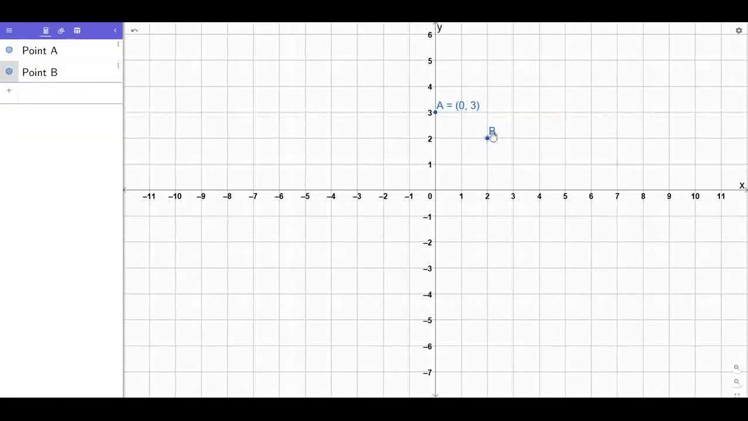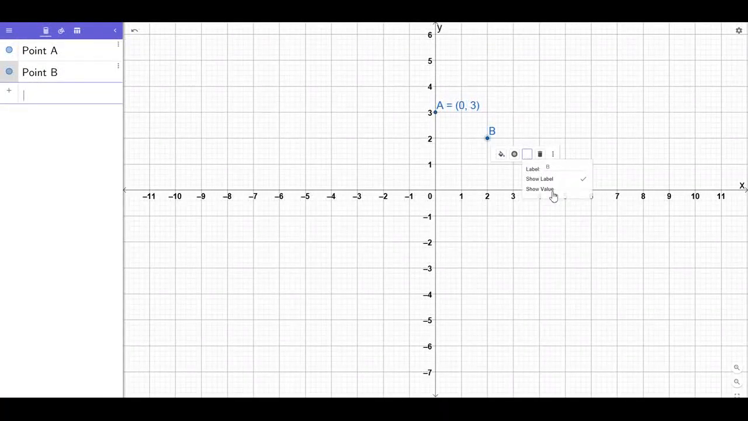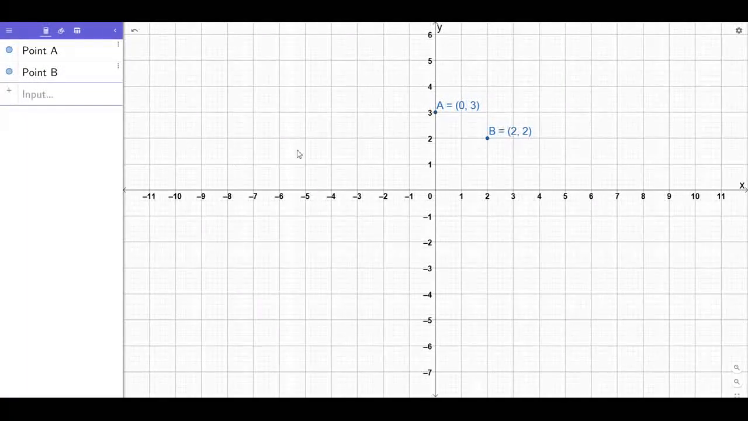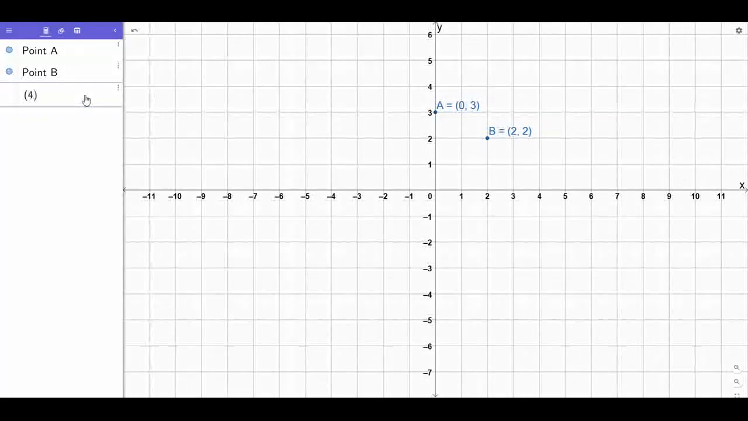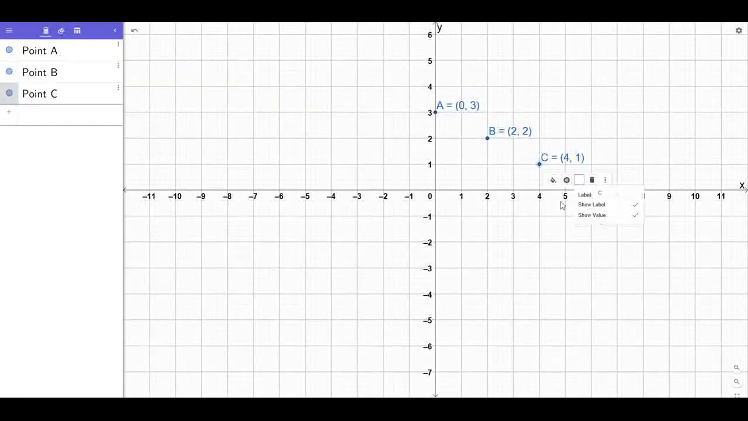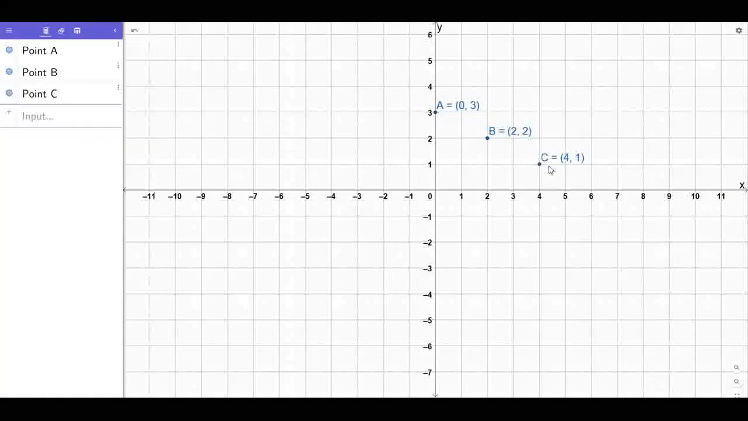So the second point over here is 2 comma 2. You can see that its value is 2 comma 2. And the third point was 4 comma 1. So we'll take the third point also as 4 comma 1. You can see that on the graph the values are also labeled. A is 0 comma 3, B is 2 comma 2, and C is 4 comma 1.